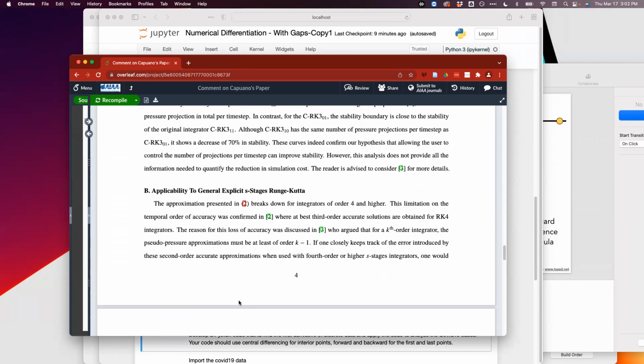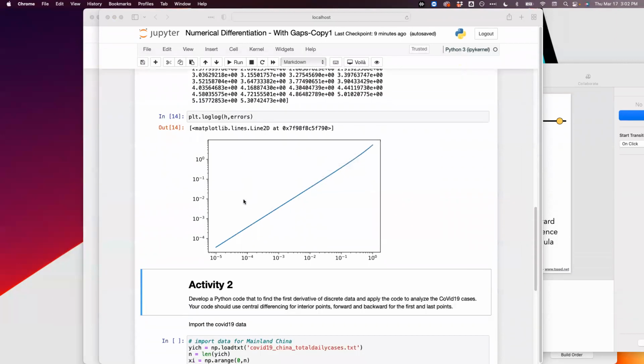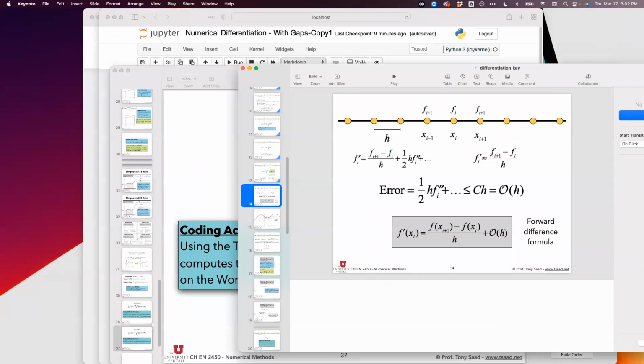And furthermore, this is a fourth order method. So this is not toy stuff, okay? This is real stuff. All right. Let's go back to our slides.